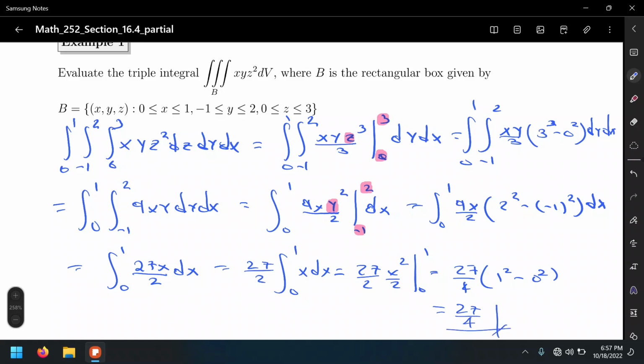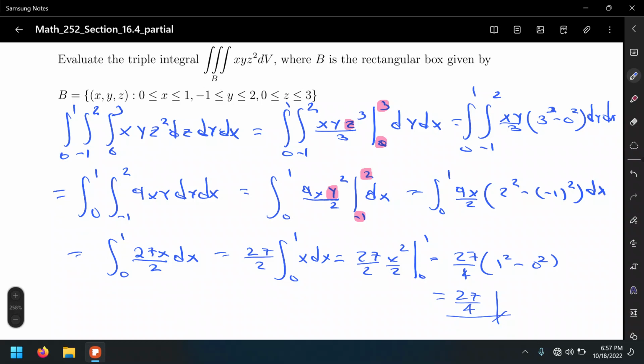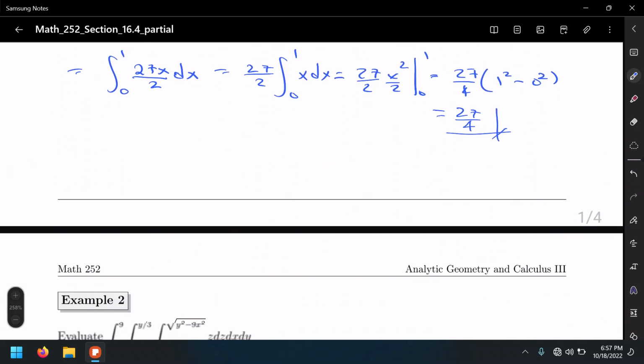All right. It's the same rules of integration. It's the same process, doing one integral at a time. It's just that this time we're going to do it 3 times for one process. All right, let's have a look at another example.